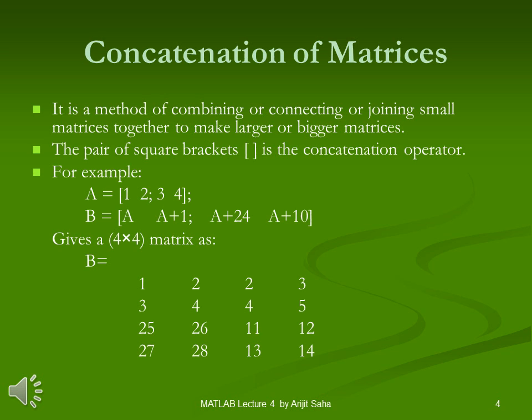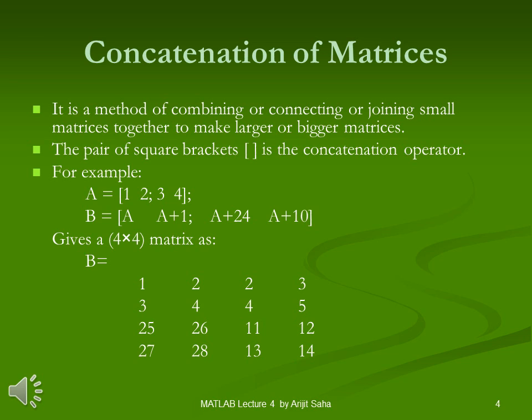How can we concatenate matrices? It is a method of combining or connecting or joining small matrices together to make larger or bigger matrices. The pair of square brackets is the concatenation operator. For example, A = [1 2; 3 4], B = [A A+1; A+24 A+10]. It will give you a 4 cross 4 matrix.